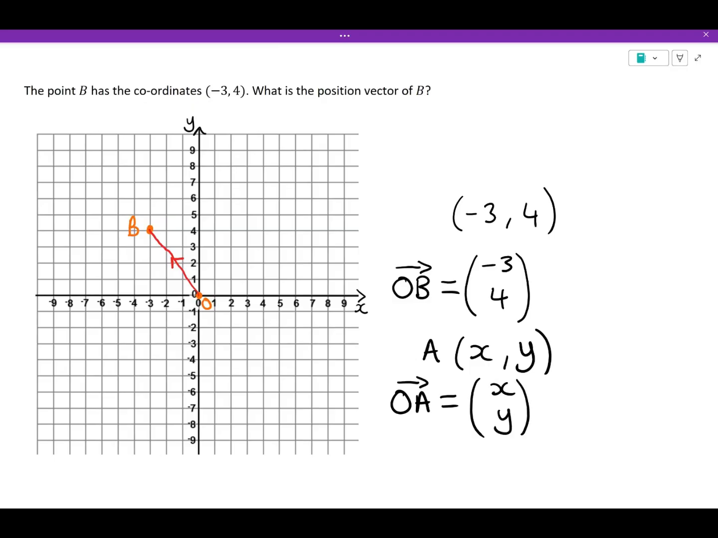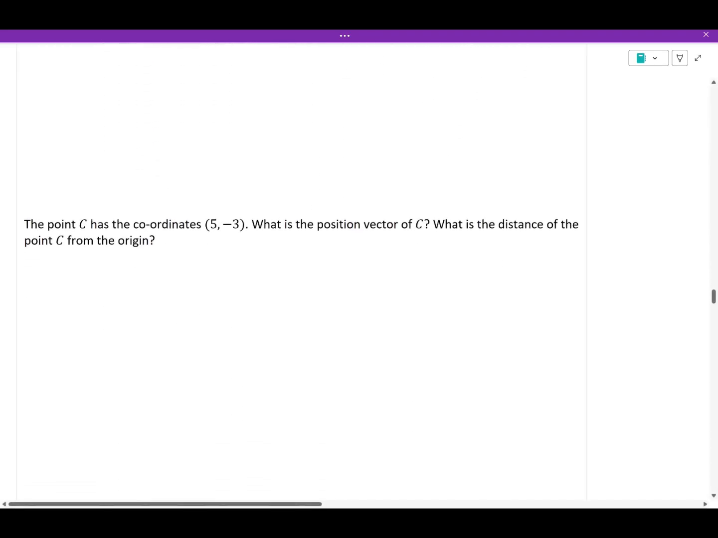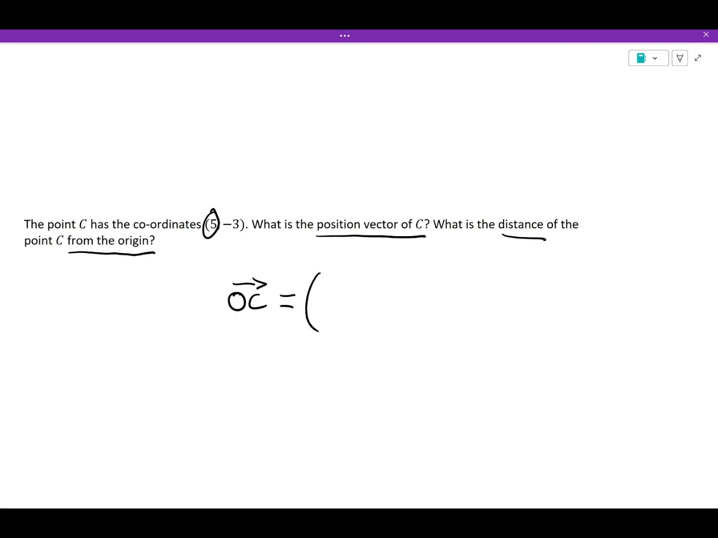So if you have the coordinates of a point, it is very easy to write the position vector of that point. So let's look at an application of this. The point C has the coordinates 5, -3. We need to figure out the position vector of C, and then subsequently, what is the distance of C from the origin. So let's start with my position vector. That would be O to C, because it always starts at the origin and I need to end up at C, and it's going to be equal to, my horizontal component is my x-coordinate, which is 5, and my vertical component is my y-coordinate, which is -3.